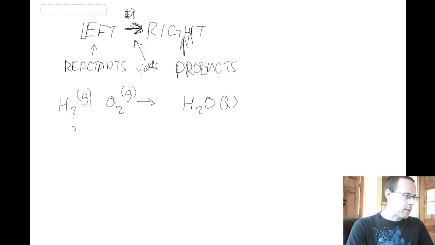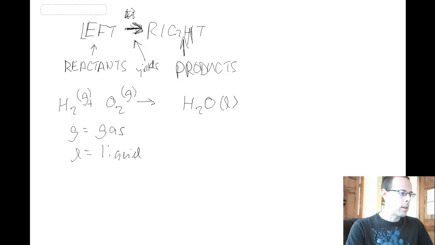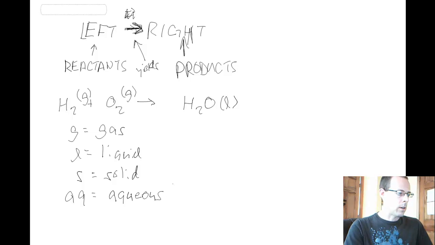A couple of things. G in parentheses means the state of matter is a gas. L is obviously a liquid. S, our other main one, is a solid. And another one which is going to pop up a whole lot, in our next unit actually, is AQ. AQ means it is aqueous, or simply, it is dissolved in water.